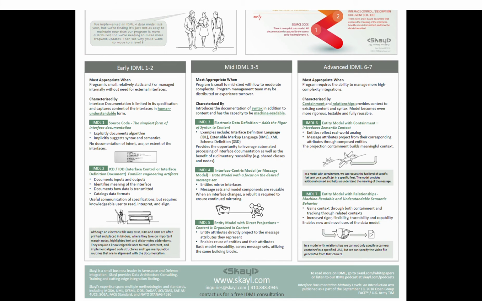Within IDML7, this is an entity model with relationships, not just containment. Not only are we able to trace messages through their containment, but we can also now trace them through other related contexts. So, for instance, a message may be interested in a video product generated by a specific camera on a specific air vehicle. A video product is not contained or composed into a specific camera, but rather the video product has a relationship with that camera through the generation of the file. In this way, the message could receive the context of the containment of a specific camera in the specific air vehicle, and also the context of the relationship between the specific camera and the video product.